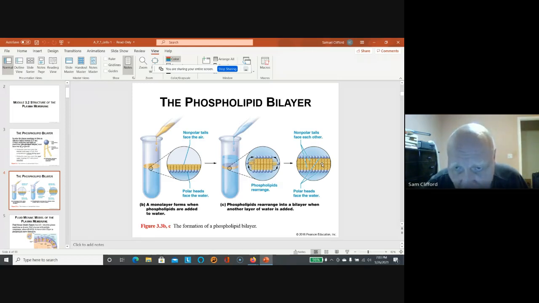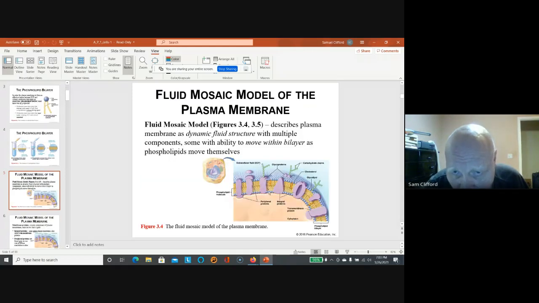And when a cell is made, we have this model of a membrane. So the purple are proteins. The little tails and blue heads are the phospholipids. Glycoproteins are carbohydrates attached to a protein. Glycolipids are carbohydrates attached to the phospholipids.